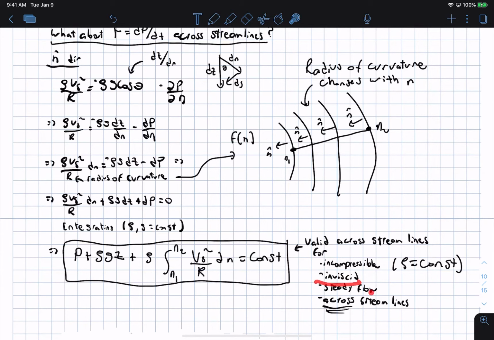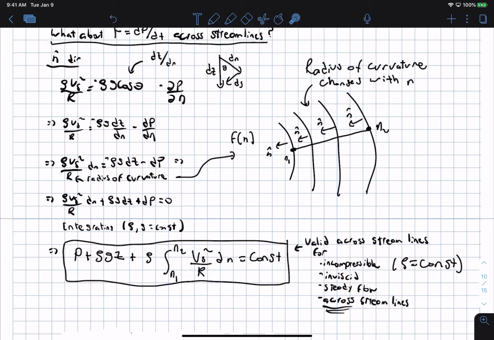Flow, inviscid flow, steady flow, and this works across streamlines. You cannot use this along streamlines. For that, you can use the Bernoulli equation as long as you satisfy these three assumptions here. Okay?